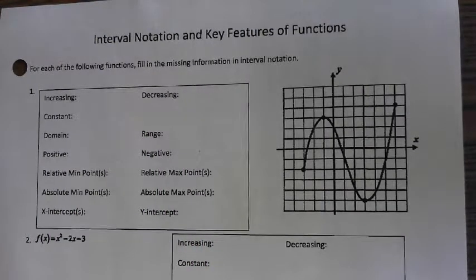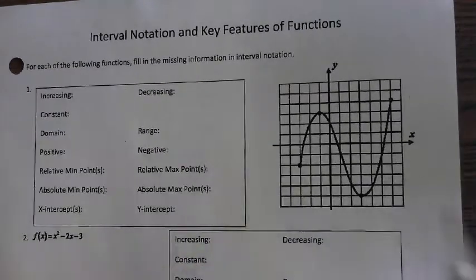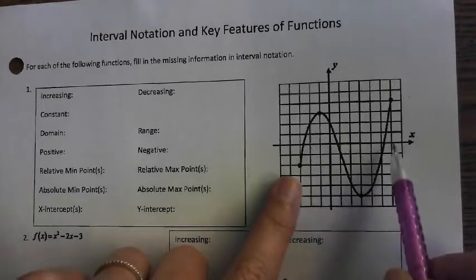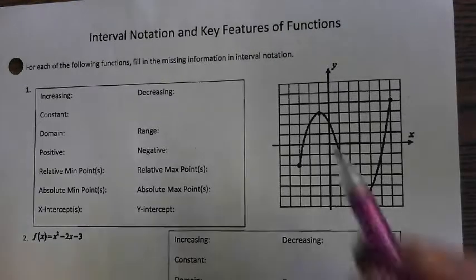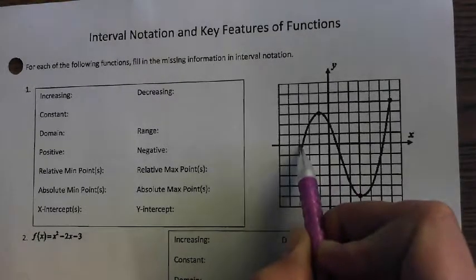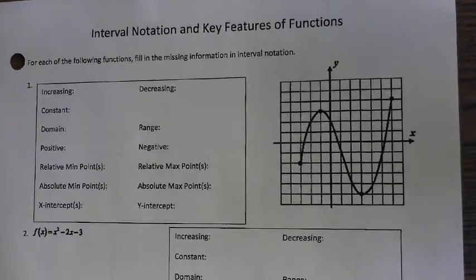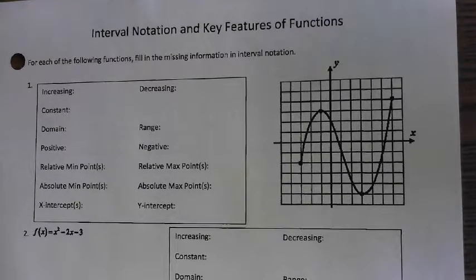So first of all, let's look at our domain and our range. Okay? Our domain is your list of x values. So what is the lowest x value this graph ever gets to? -3. Very good. Now, does it actually reach -3 and include -3 or not? Is there actually a point at -3?